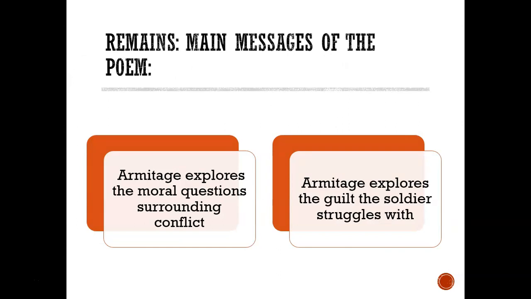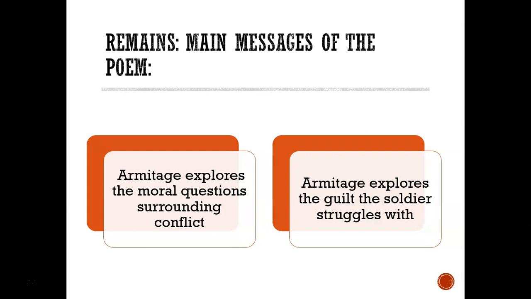Armitage, the poet, remember it's about the poet doing something. So Armitage explores the moral questions surrounding conflict, and I've phrased this in a specific way and you'll come to see why. So by moral questions we mean, when is war ever right? Is it ever right? When is killing ever right? When is it right? When is it wrong? What personal responsibility does the soldier have for killing? What responsibility lies with the commanders?